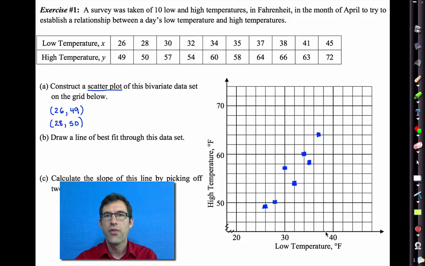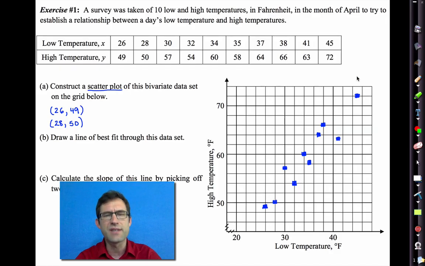38 and 66 would be up here. 41 and 63 would be something like right here, right in the middle of that box. And 45 and 72, that'd be a nice day in April, wouldn't it? A 45, 72 degree day. Of course, if you're watching this video and you're out in California, you're like, that's a terrible day. In upstate New York, it's awesome.